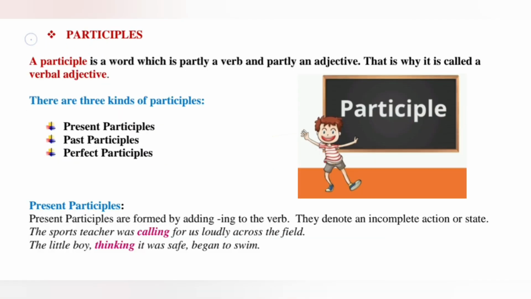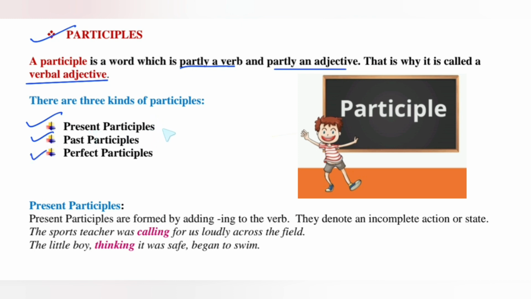Now the third one is participles. A participle is a word which is partly a verb and partly an adjective. That's why it is called a verbal adjective. We have just learned that gerunds are called verbal nouns and participles are called verbal adjectives. And there are three kinds of participles: present participles, past participles and perfect participles.